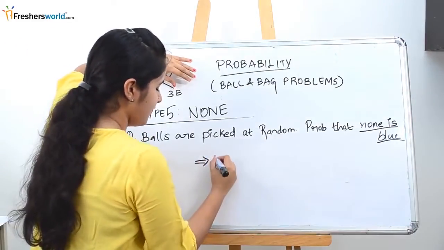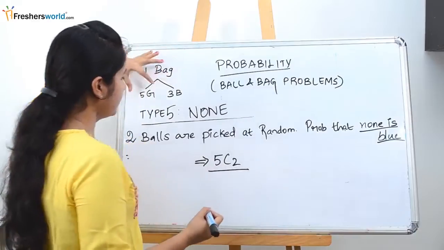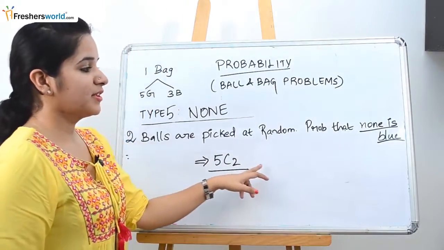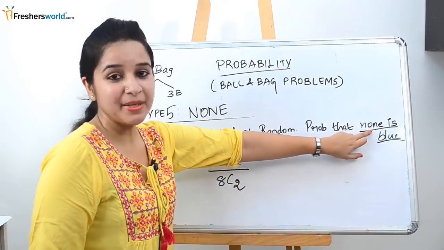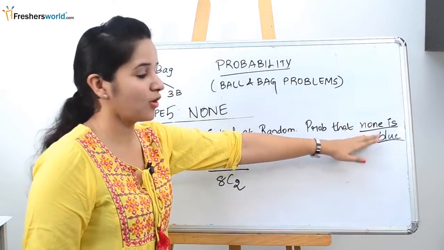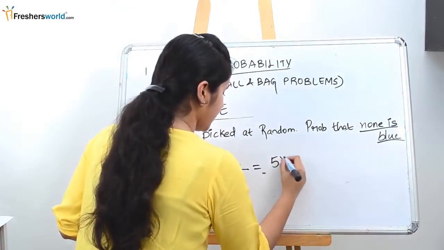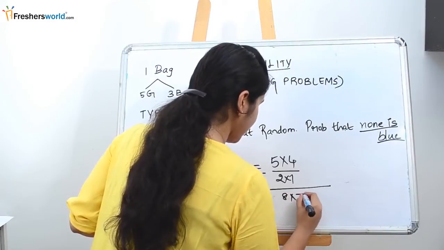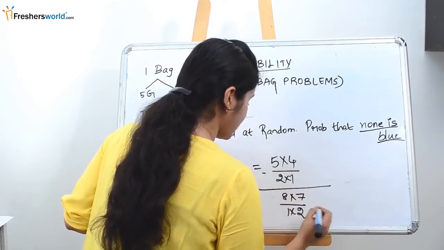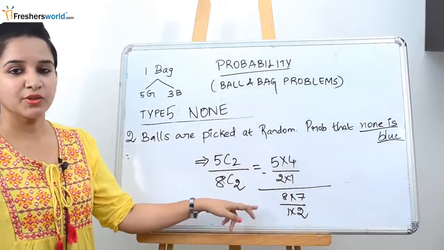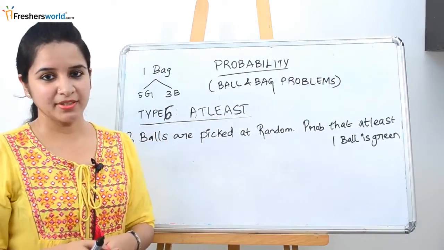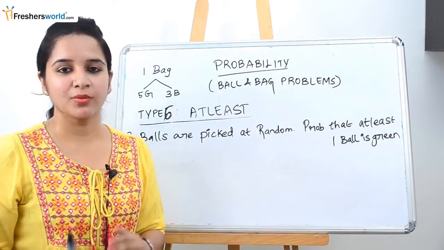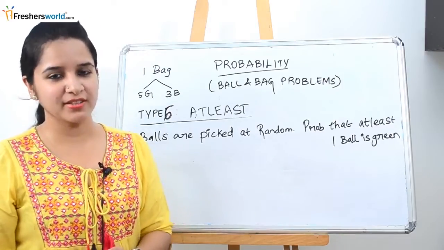So 5C2 divided by the total number of balls, which is 8C2. Always remember, when they have none, immediately omit whatever the color that's followed by none. 5 into 4 divided by 2 into 1 by 8 into 7 divided by 1 into 2. So once you simplify this, you will get the answer for this. So the type 6 of the problem is at least. So at least and at most are the most common problems that you will face in an aptitude exam.